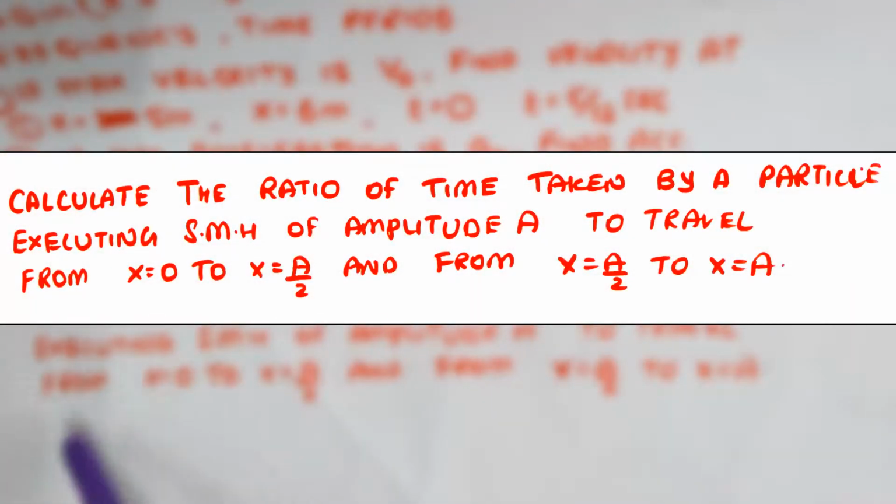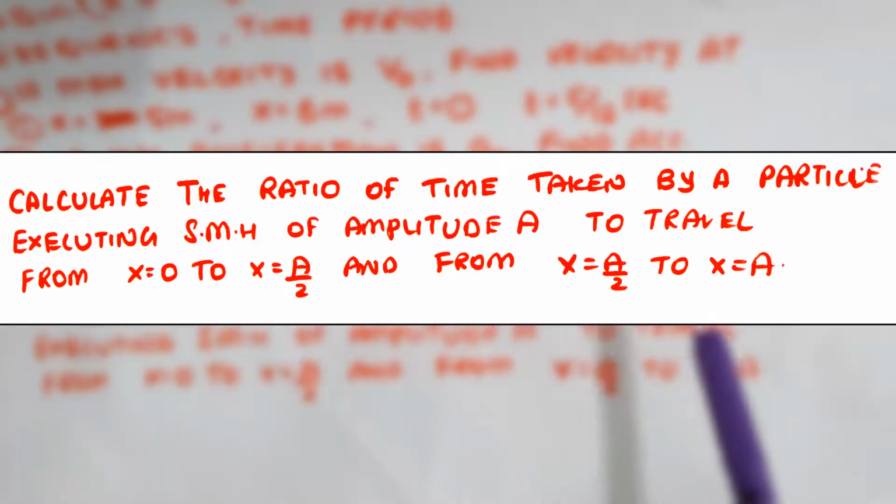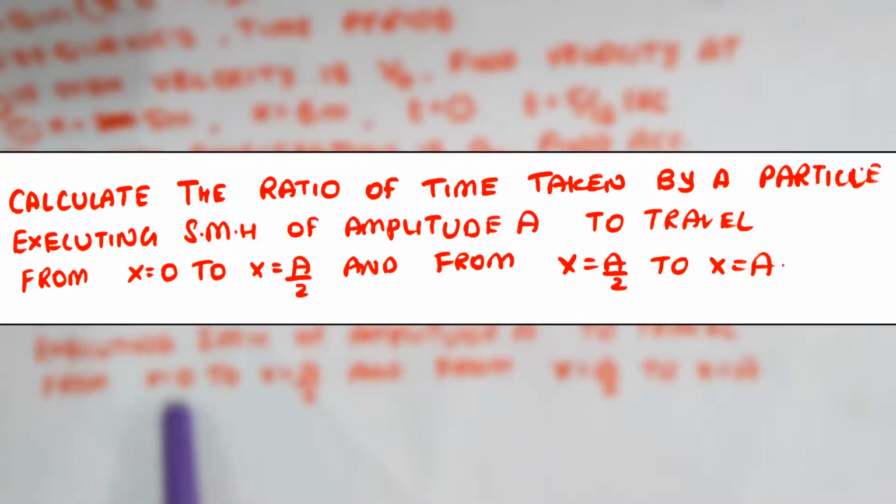Okay, let's look at the next question. We have to calculate the ratio of the time taken by the particle executing a simple harmonic motion to travel from x equal to 0, that's the equilibrium position, to x equal to a by 2, and from x equal to a by 2 to x equal to a. We have to calculate the ratio of the time it takes to do that.